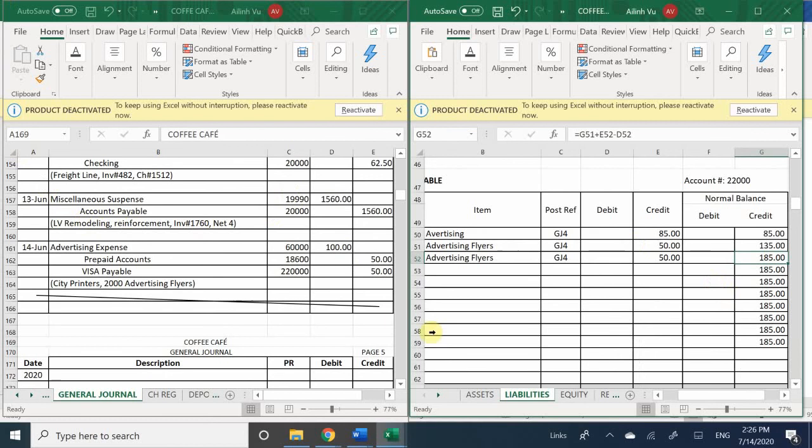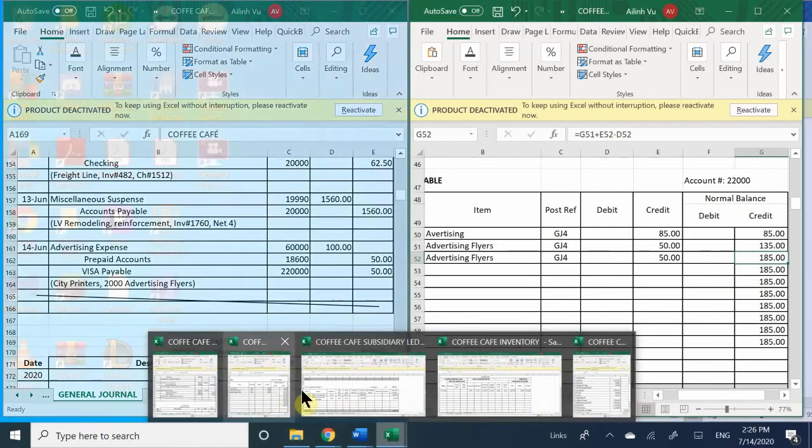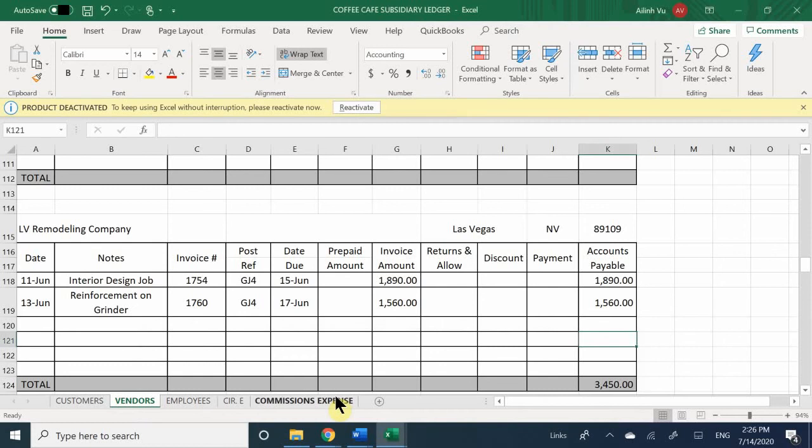Okay. All right. And then lastly, where do we need to go? Subsidiary account. All right, we're going to go to City Printers again.